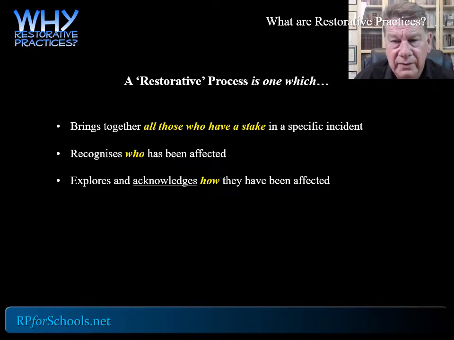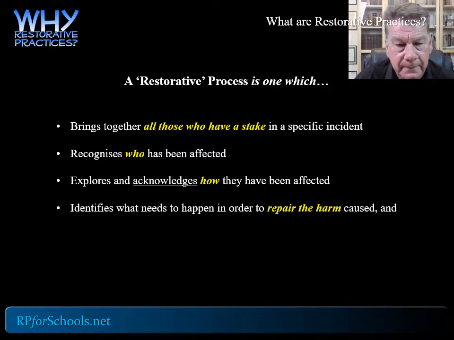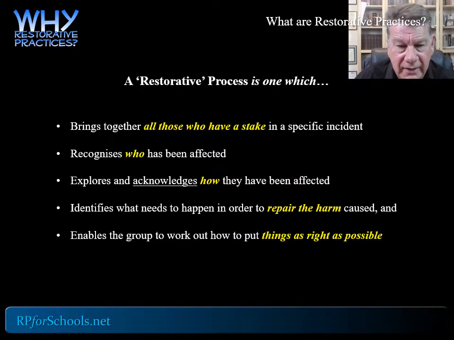And for people who've been affected by wrongdoing, acknowledging that they're not to fault, acknowledging that this shouldn't have happened to them, is a key part of the healing process. And the restorative process identifies what needs to happen in order to try and repair the harm, or at least address the harm, and enables the group to work out how to put things as right as possible. So these five characteristics, if you like, are the main descriptors of a restorative process.